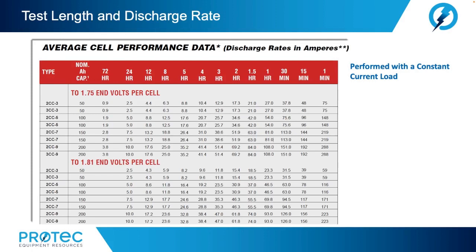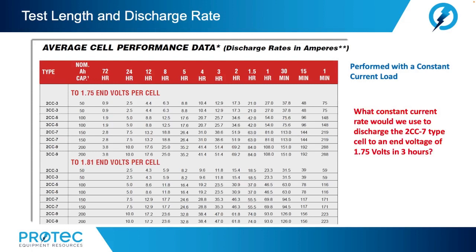So, using the datasheet that we see here, let's set up for our constant current test. So, what constant current rate would we use to discharge the model 2CC-7 type cells to an end voltage of 1.75 volts in 3 hours? Go ahead, take a moment and type your answer into the questions pane.